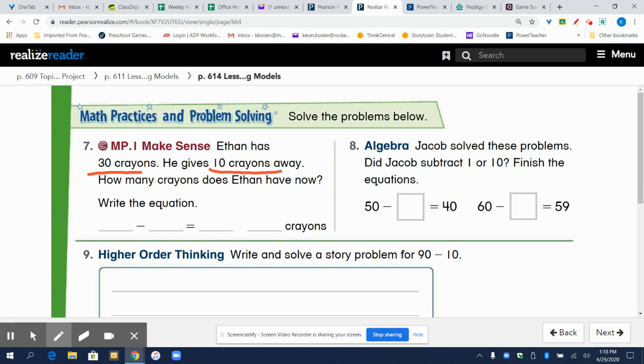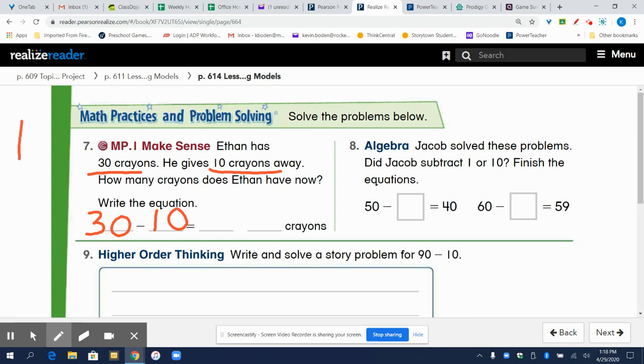Write the equation. Well, how many crayons did he have in all, guys? Right, 30. And how many should we take away, or how many did he give away? He gave away 10. And let's see here how many we have left. Now, 30 minus 10, that's really challenging. This is the first time doing this without any place value blocks. Whew. All right, let's see if we can do it.